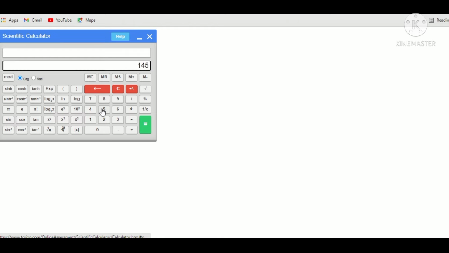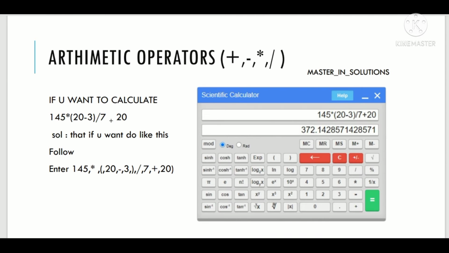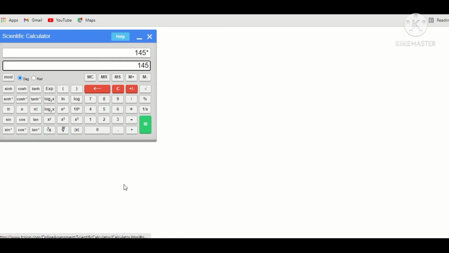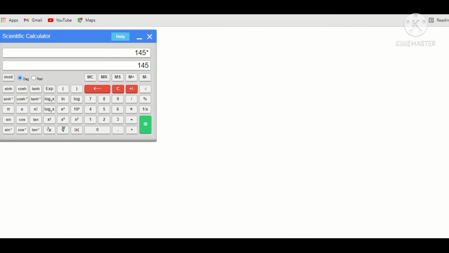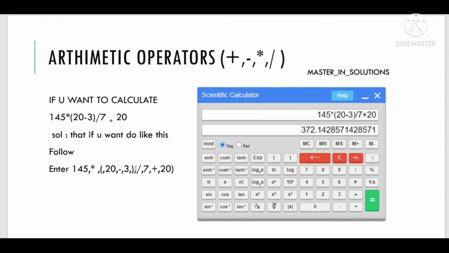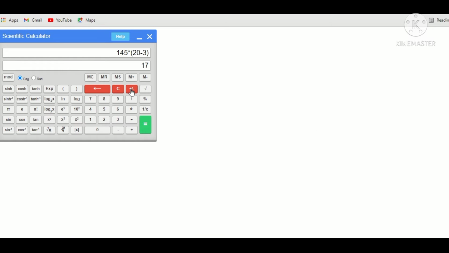First we have to enter 145, then a multiplication symbol, and next the bracket, which is more important here. Since the bracket indicates the separation of 20 minus 3, that is the closing bracket. Okay, next we have the divide symbol, then divided by 7.